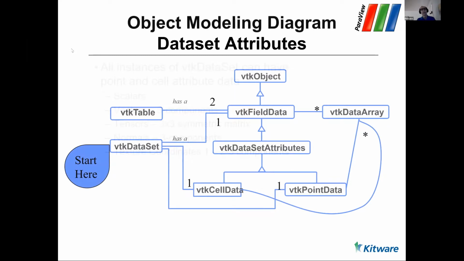This is another diagram that shows you the object modeling for the attributes. So you start here. This is a data set that can have field data. So the field data are arrays that are not associated with either points or cells. So they can have any number of elements.